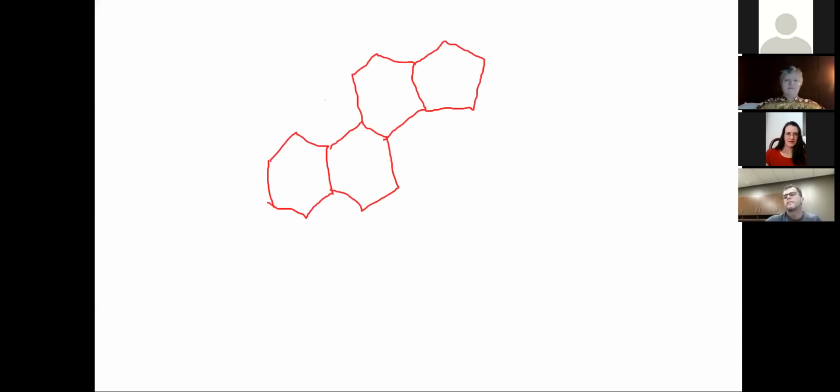There are two 6-membered rings that are side by side. Then there's one kind of up like this. And then there's a 5-membered ring at the end. So you've got 6, 6, 6, and 5. This structure is the basic backbone of a steroid. You have to have this in order to be classified as a steroid.